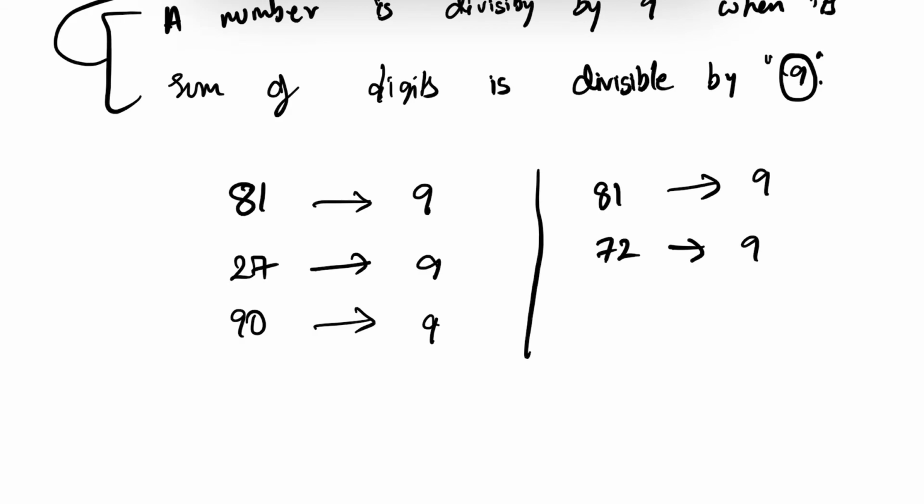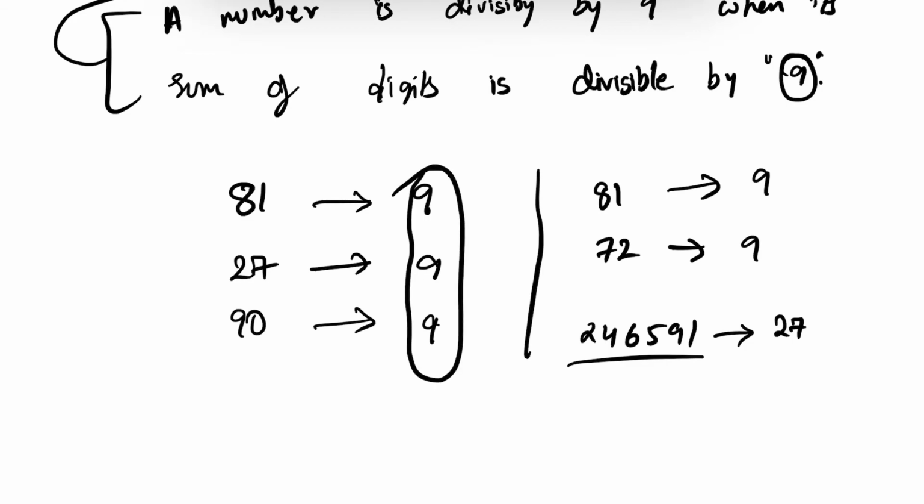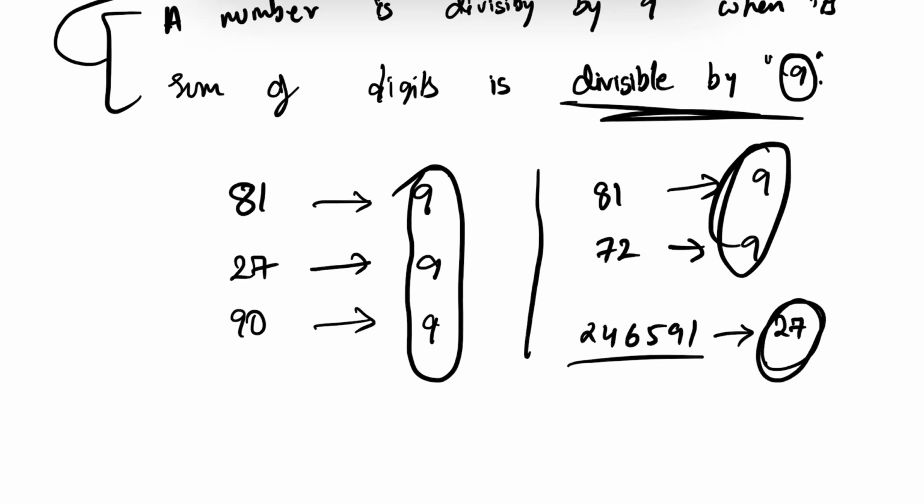So if we take somewhat larger numbers like, let us say, 246591. Okay, if we sum up all the digits, we will be getting 27, which is divisible by 9. All right, so it's not a criteria that the sum should be 9. Okay, the criteria is the sum should be divisible by 9. Okay, don't confuse this with this. The sum should be divisible by 9, that's it. It's not like it should be 9.